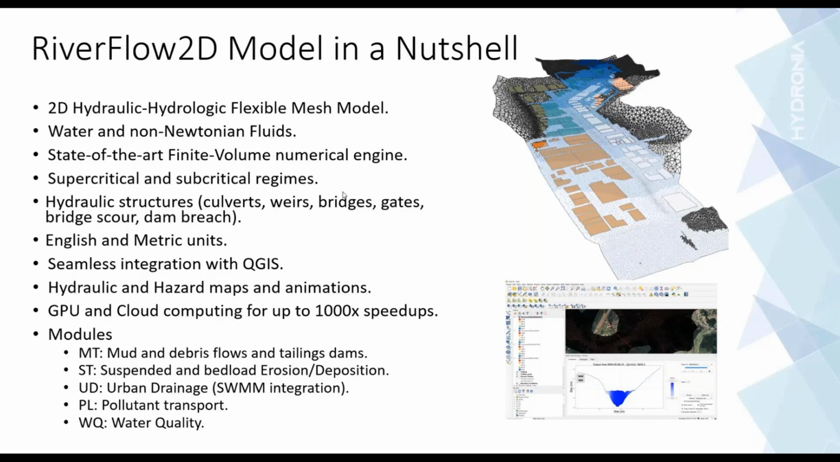The model has the main hydrodynamic component where it solves the shallow water equations for velocity and depth, but it also has modules that adapt it to different applications, like for instance the MT, which is a widely used module for mud and debris flow and tailings dams. So if you have a case of a dam failure from a mining operation where you have a tailings deposit, then you can use the MT module to deal with that type of fluid, which behaves very differently from a water flow. And we have other modules for sediment transport, urban drainage, pollutant transport, and water quality, that can all be used in conjunction with the main hydrodynamic model.